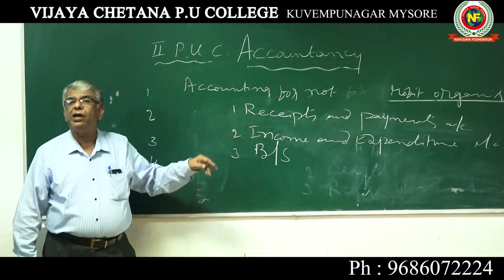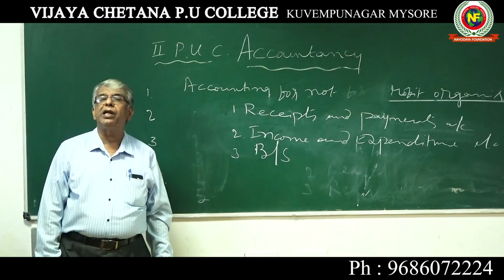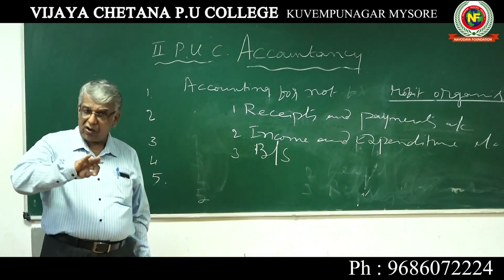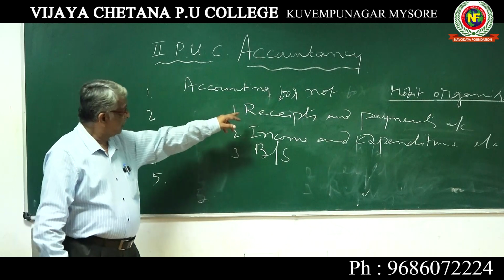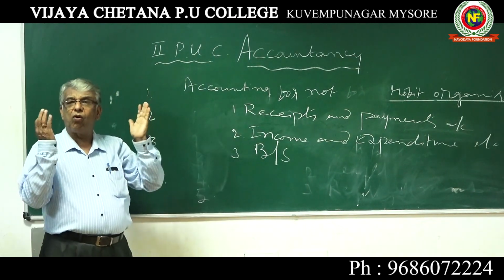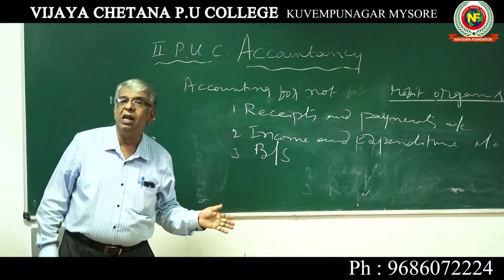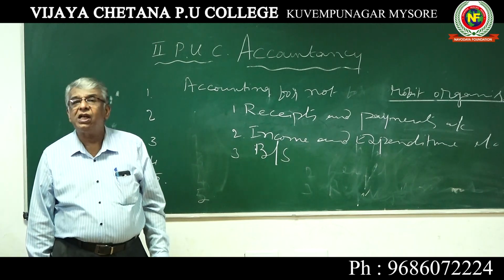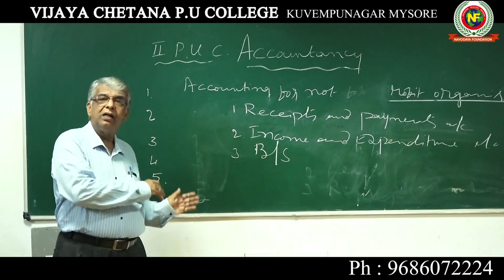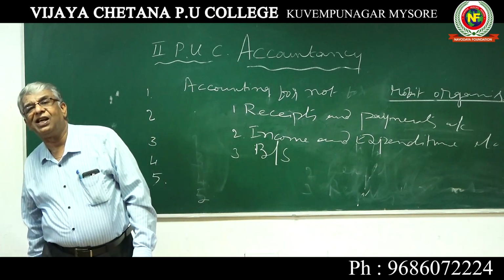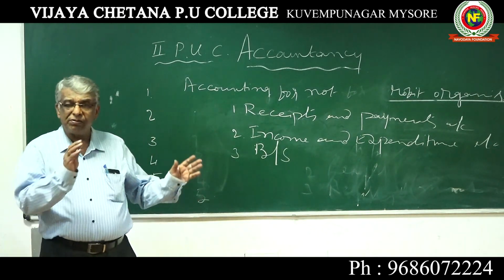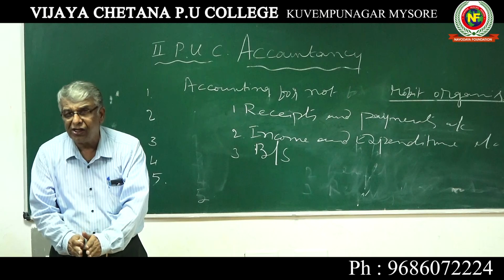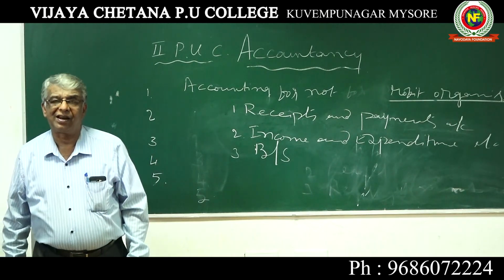The receipts and payments account contains both revenue and capital items. I would like to explain later what are revenue items and capital items. So, in the receipts and payments account, we are going to take both the revenue and capital items. This account contains the items which relate to the previous year, current year and also the next year.